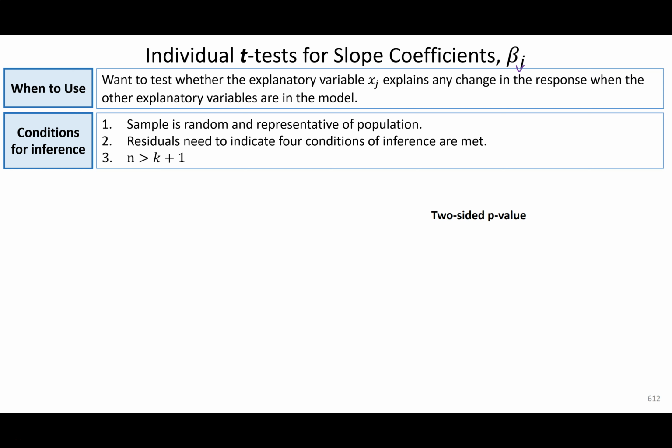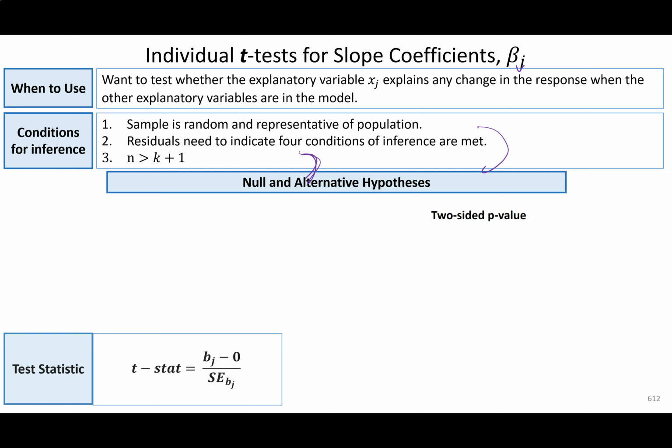Our conditions are going to look much the same. We need to know that we have a representative sample. The easiest way is to have a random sample. When we have our residuals versus fitted plots, we need to know that we have linearity, independence, normality, and constant variance. And you need a big enough sample that the number of explanatory variables plus 1 is smaller than your total sample size. You really need a big enough sample that you don't have a sample of 10 and 9 or more explanatory variables. That won't be useful.